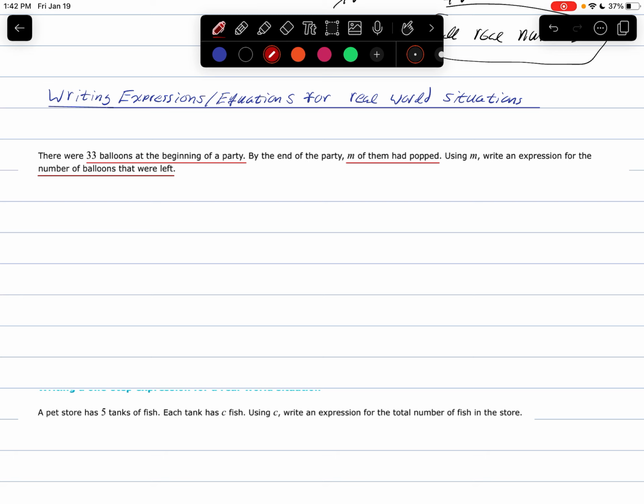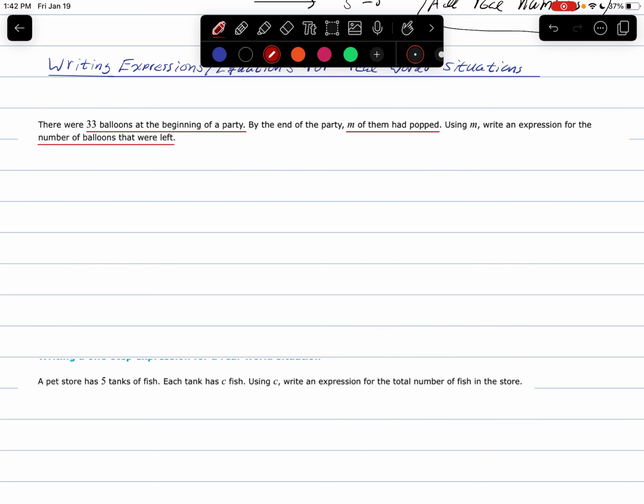Okay, so an expression is not an equation. An expression just is a mathematical statement, so to speak, about what has happened. Okay, so we know that we're starting with the number 33. We started with 33 balloons, okay? And it says M of them had popped. Now, in this context, M of them popping means we're going to lose M of them. So you might want to just write this as 33 minus M. And that would be it. That's all you'd have to do here. You start with 33 balloons, and you take M of them away, i.e. M of them pop. So that is our expression for what happened here with the balloons.